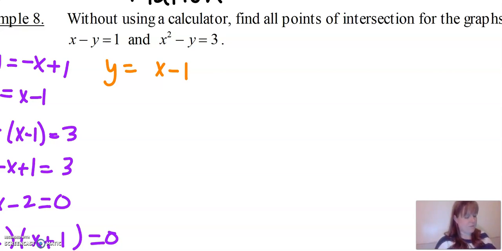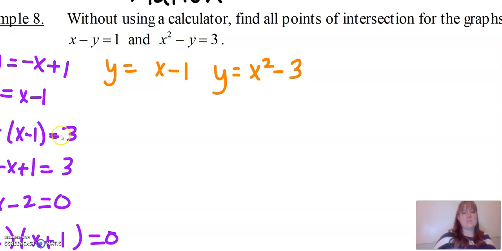And then this one becomes y equals x squared minus 3. See, even math teachers have a heck of a time doing stuff in their head sometimes. I probably should have just done the extra step there because hopefully I'm not leading you astray.